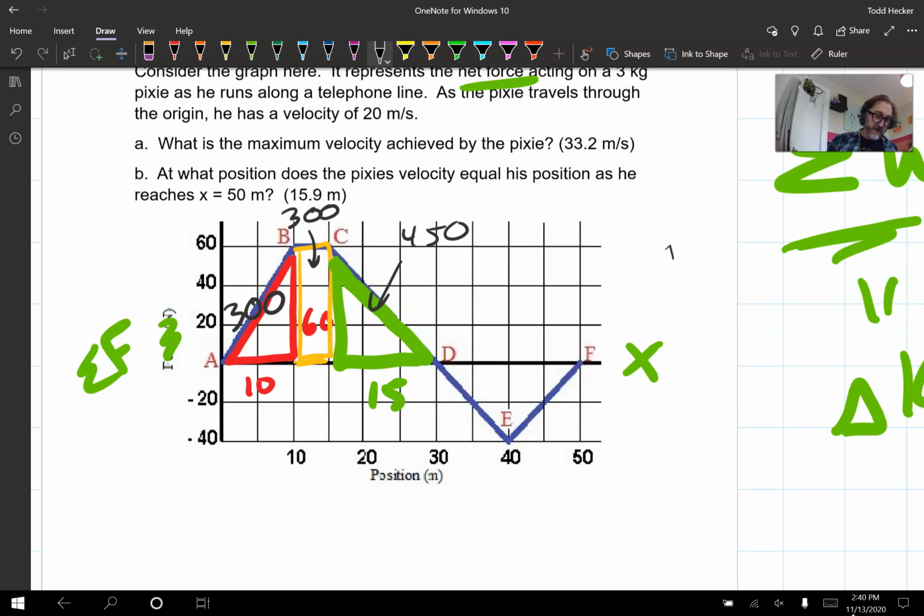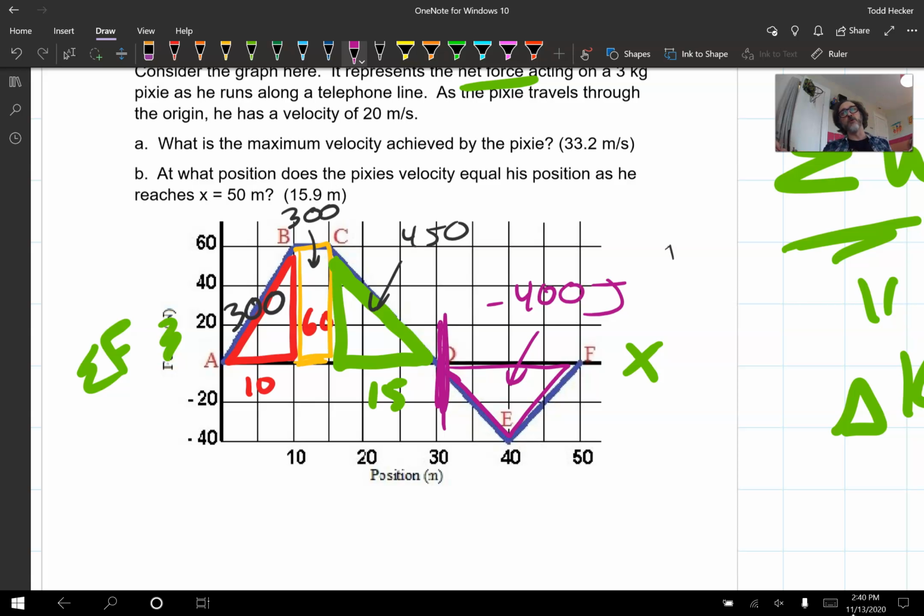Now, this other part is negative. So if you find the area of, let's see, we haven't used purple yet, if you find the area of this one, you end up getting negative 400, okay? So as soon as my object gets past a position of 30 meters, I'm going to start losing kinetic energy because now the net work is negative. So here, when is the maximum velocity achieved?